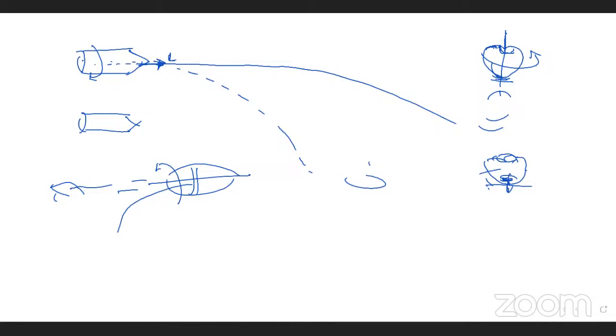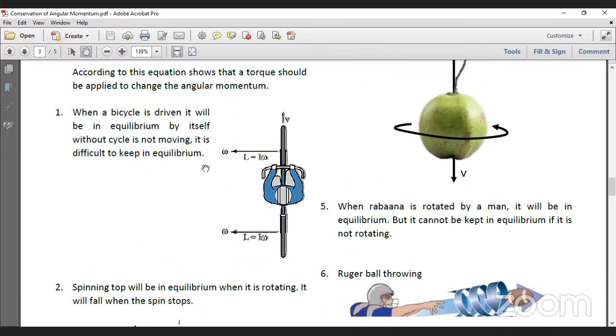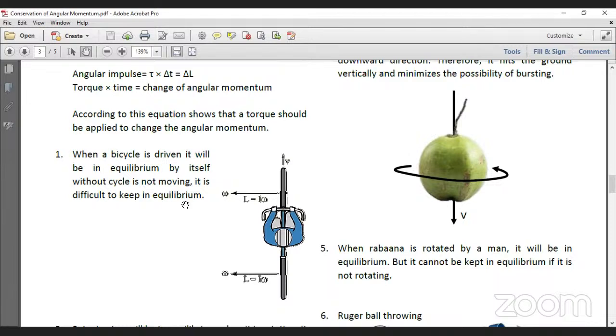All these phenomena are also given in that handout, so you can go through them. Here the idea is angular impulse. We call angular impulse the torque multiplied by the time the torque is applied. It equals the change in angular momentum. So if there's no torque, the angular momentum will not change. These are some practical applications of this.